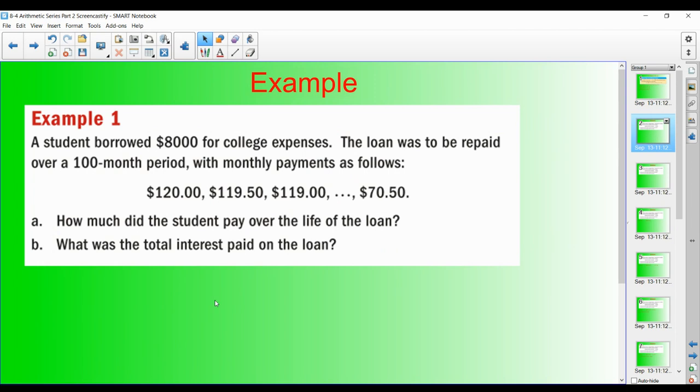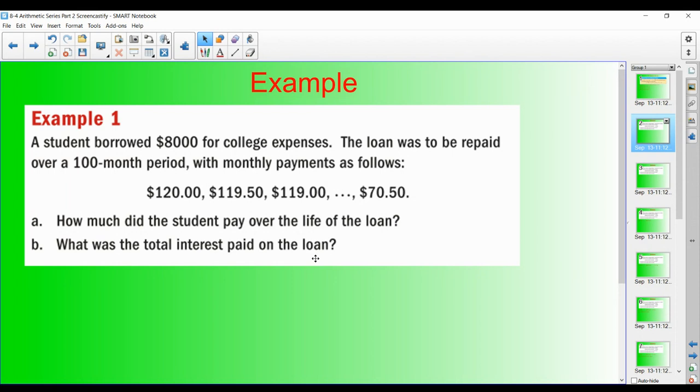So, example 1, a student borrowed $8,000 for college expenses, and then they had to pay it back. So they had to pay $120, and then $119.50, and then $119, and so on down to $70.50. So we want to know how much they paid over the lifetime, and how much interest they paid. So how much more than $8,000 did they pay?